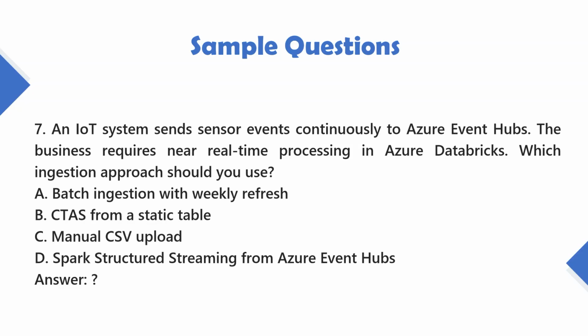7. An IoT system sends sensor events continuously to Azure Event Hubs. The business requires near real-time processing in Azure Databricks. Which ingestion approach should you use? A. Batch ingestion with weekly refresh. B. CTAS from a static table. C. Manual CSV upload. D. Spark structured streaming from Azure Event Hubs.